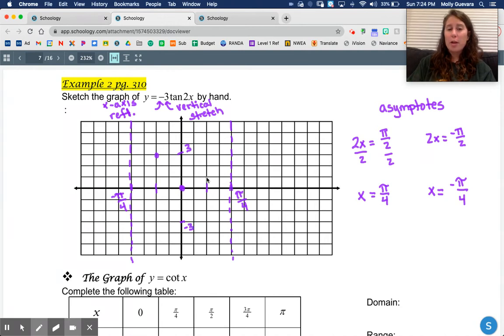Same thing here at pi over 8. Normally I would be at 1. Because of the 3, I would be at 3. And then because of the negative, I'm going to be down here at -3. So it's just reversing the direction that the graph is going. Instead of increasing from left to right, it's now decreasing from left to right. I can keep going, right? Draw my asymptote. This is pi over 4. This would be 5 pi over 4. And I can just repeat.